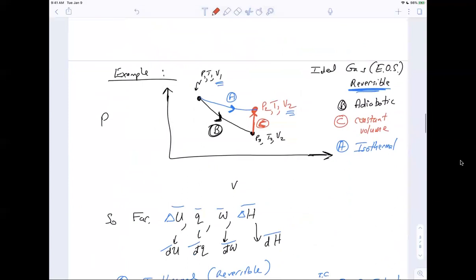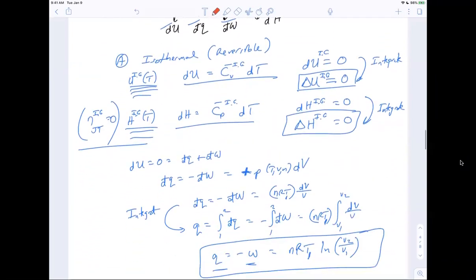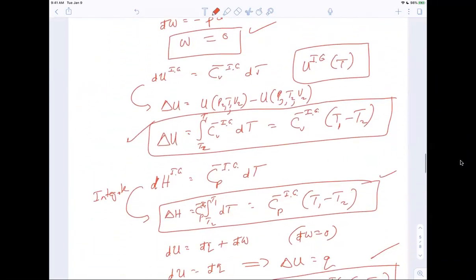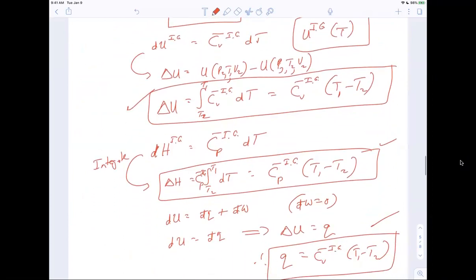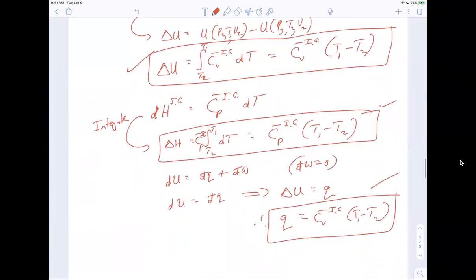Process C is the red one. That's that vertical constant volume process. Okay, so let's see what our analysis gave us for that process, the red one, for constant volume, for dq. In this case, we saw that dq is equal to du. Does everyone follow, right? For that red process, because there was no work, dq is equal to du.